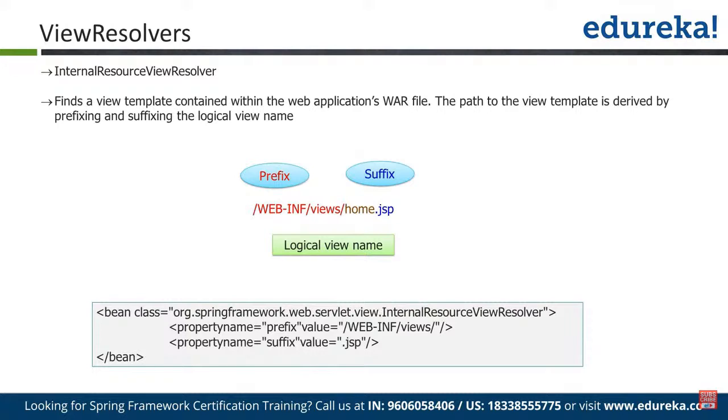So if you see here, home is the string which is sent by the controller. Controller is sending the string, the name of the view, let's say home, and that home is taking the prefix and the suffix and merging together to form a logical view name, and that is done by your internal resource view resolver. Your controller method returns some string, the name of the view, and the internal resource view resolver takes the prefix and suffix from your XML configuration, merges them and gives you the fully qualified logical view name.